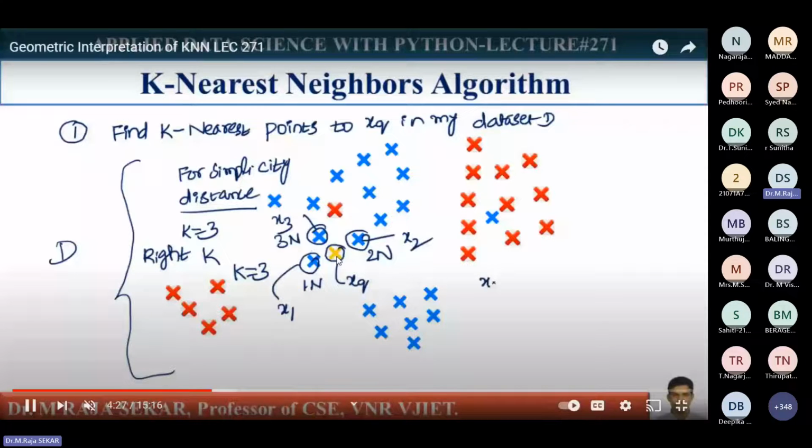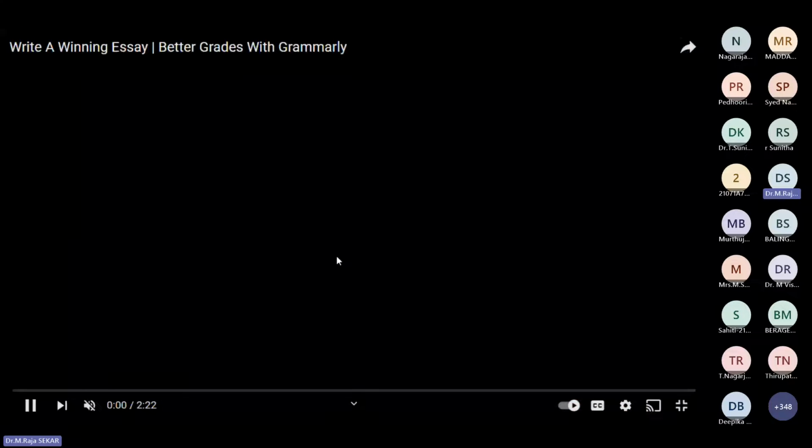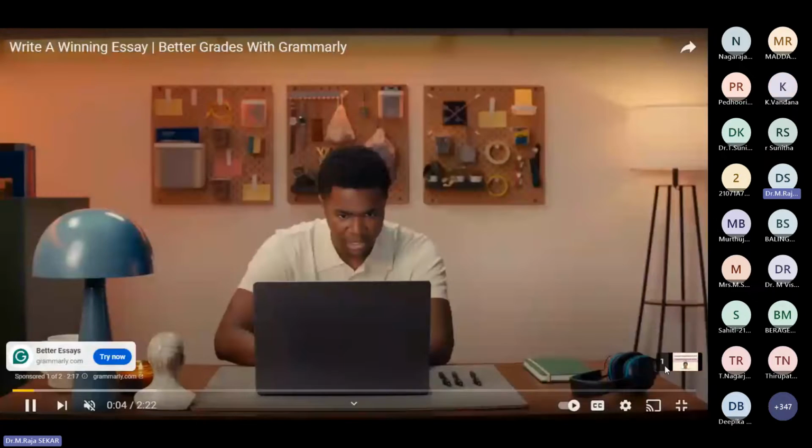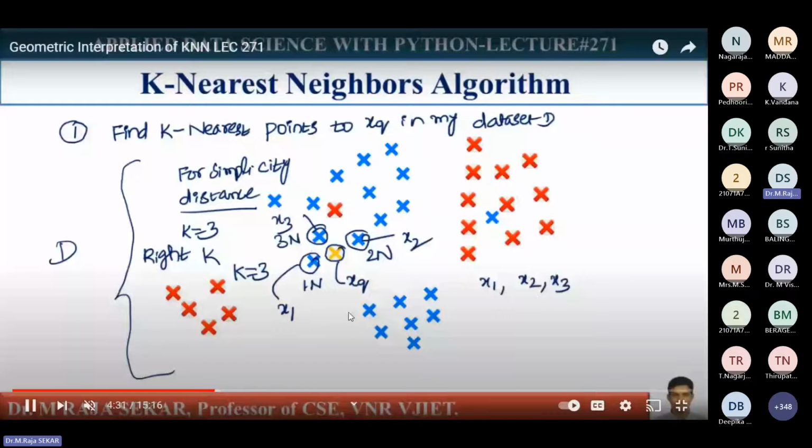All those things are simple: Euclidean distance, Manhattan distance, cosine similarity. As they are very simple, I'm skipping that part as it is an elementary thing. But try to understand that there are measures which are useful to identify nearest neighbors. Why am I considering only 3? Because K equal to 3.